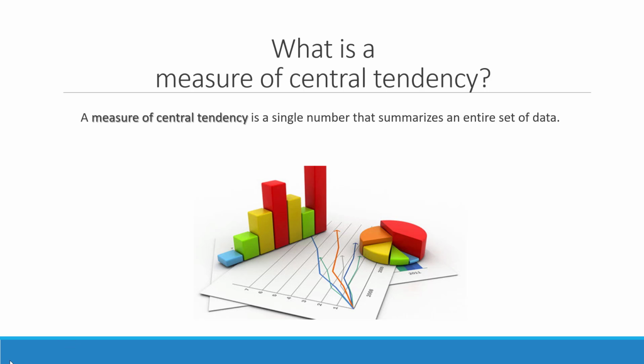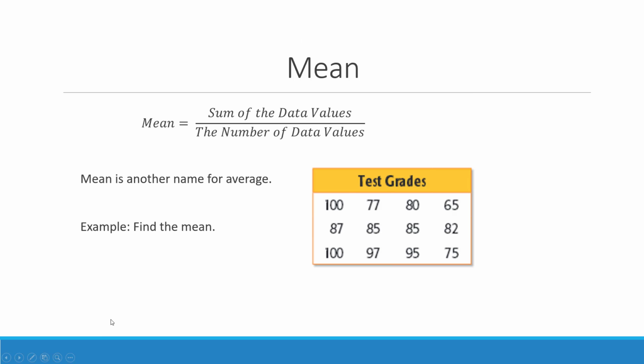Now let's talk about measures of central tendency. You've probably heard of measures of central tendency, but never really heard it called that. Measures of central tendency is a single number that summarizes an entire set of data. Your mean, median, and mode are the most common measures of central tendency.